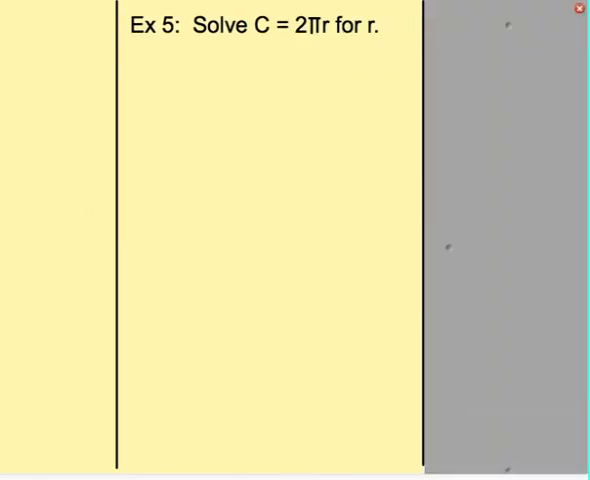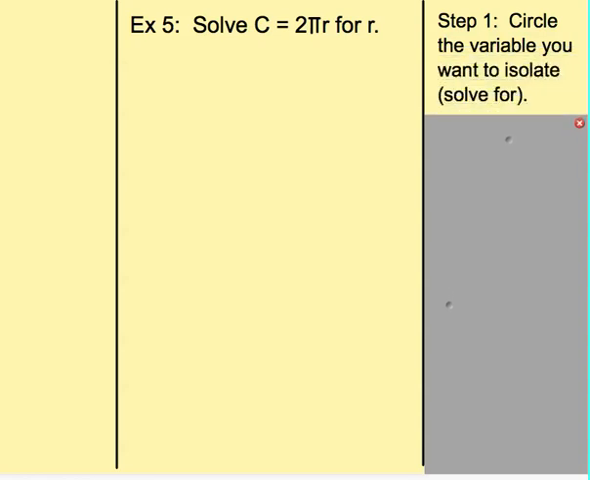Last example. We are now solving the equation c equals 2 pi times r for r. Hopefully you remember this equation. This is circumference of a circle equals 2 times pi times the radius. And as a reminder, even though pi looks like a variable, it's not. It's a number. It's approximately 3.14. So circle the variable you want to isolate. We are trying to isolate r.